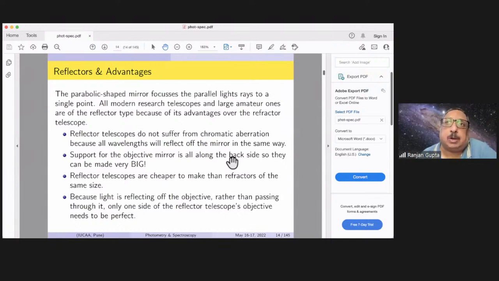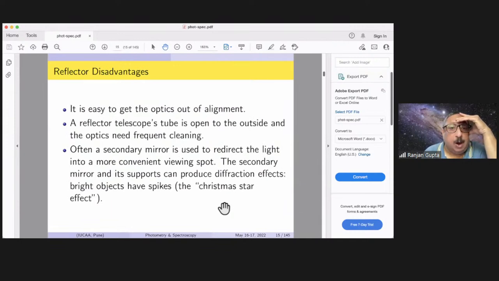The largest telescope people are talking about today is 30 meter. Obviously you can't make a mirror of 30 meter diameter, but there are multiple mirrors which are combined in a honeycomb style. They are much cheaper because you have to only polish one side of the glass and give it a shape. Since the light is reflected at one surface, only one side has to be perfectly polished. But the disadvantages are it can easily get the optics out of alignment. The tube is open to outside, so frequent cleaning is required. And the secondary mirror, which turns the light towards your eyepiece, has diffraction effects and things like that.